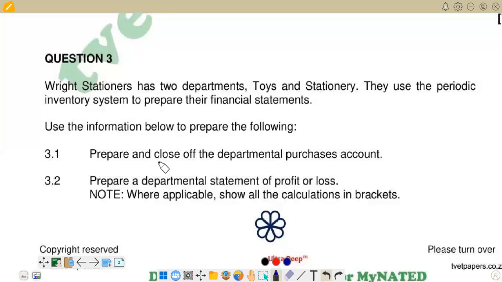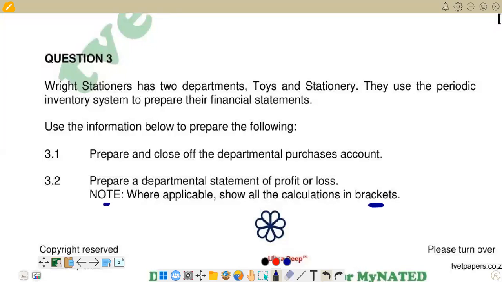On the first part, which is 3.1, we've got prepare and close off the departmental purchase account. And then the second part, which is 3.2, prepare a departmental statement of profit or loss. And we've got a note there that we need to take note of, which reads, where applicable, show all the calculations in brackets. So it means if there's any calculation that is leading us to the final figure, we have to summarize it in the brackets.